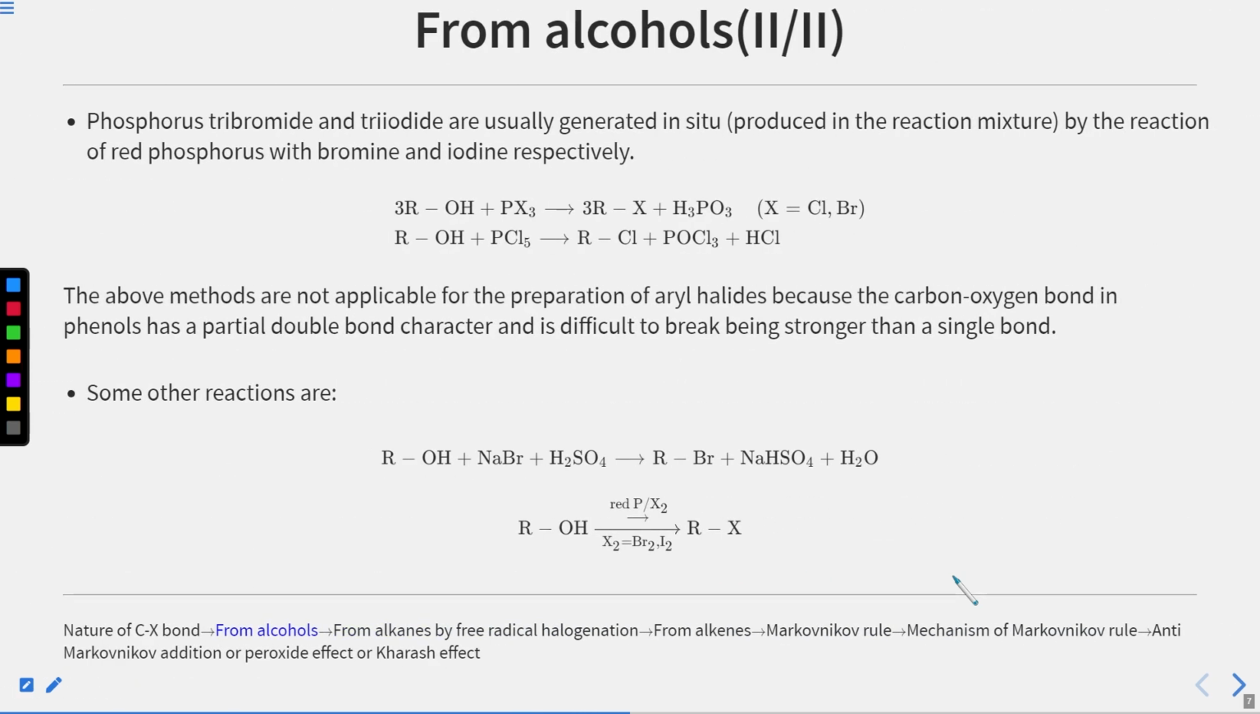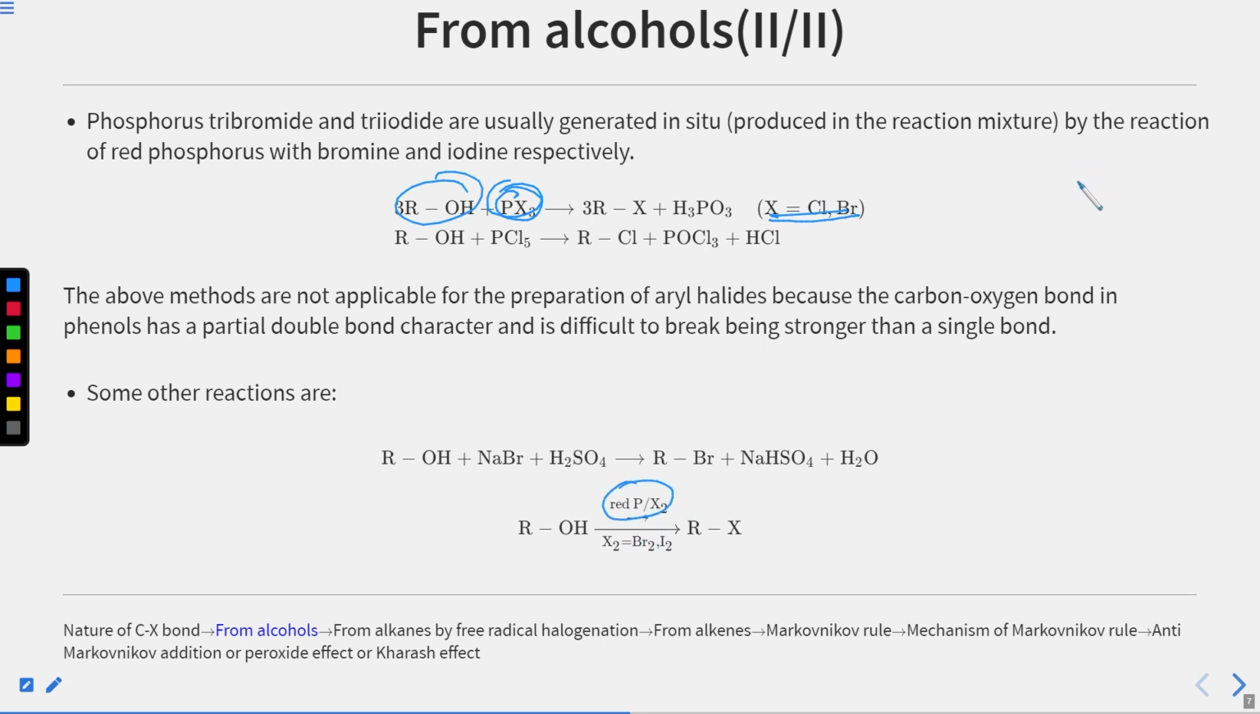The other method used for the preparation from alcohol is the phosphorus tribromides or triiodides. You can use either of them, and they are usually generated in situ by the reaction of red phosphorus with bromine and iodine. So what is written is that if you react the red phosphorus with bromine and iodine, then you will get your phosphorus tribromide or triiodide. Now this can be PX3, where X is Cl and Br both. And how is this prepared? By red phosphorus and X2.